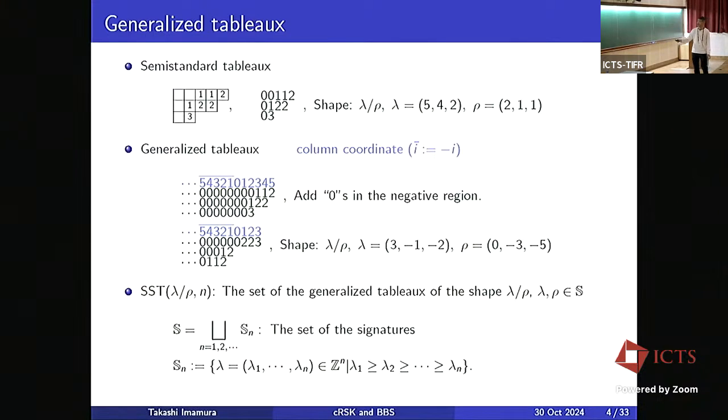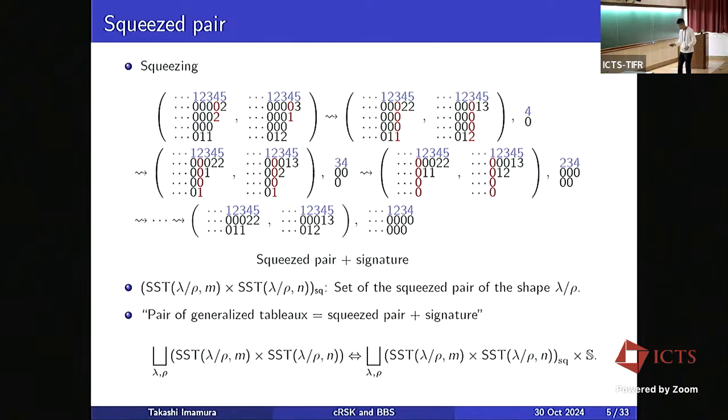In this case, the shape is labeled by the signature. The signature is a kind of partition, but in this case the element can take a negative value. So we use the same notation as a set of generalized tableau of the shape like this. Okay, and in addition, we introduce more tableau, about the pair of generalized tableau.